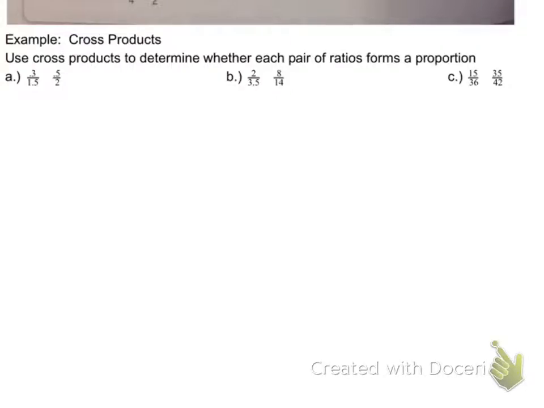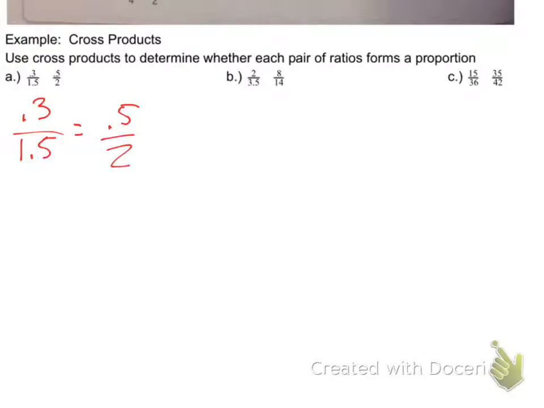Okay, cross products. Use cross products to determine whether each pair of ratios forms a proportion. To be proportional, the fractions have to be the same. So when I multiply their cross products, they should be the same. So that means A times D equals B times C. So that's 0.3 over 1.5 should equal 0.5 over 2.